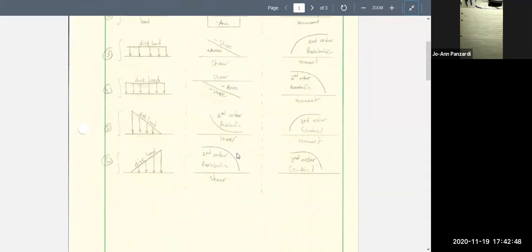And then these are second order. So if you take the integral, you're going to get third order. So I just keep this sheet open for me every time I do a shear and bending moment diagram. Okay. And now we're going to do a diagram.